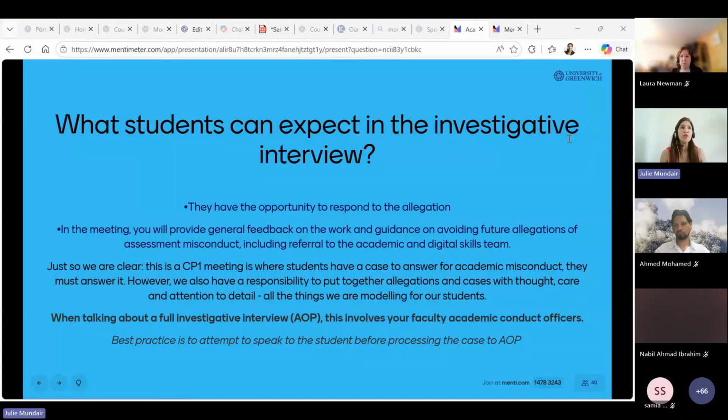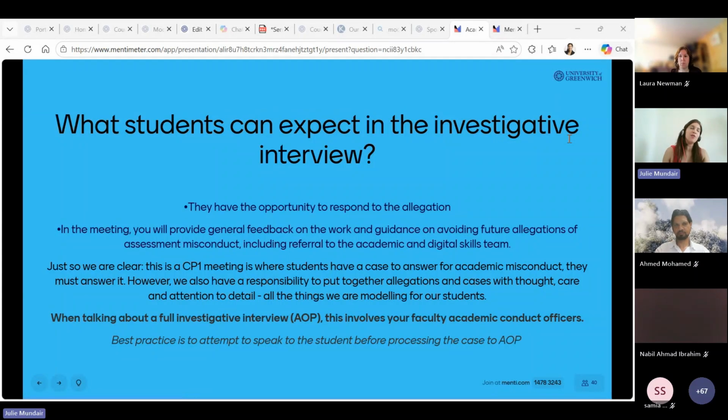I had an appointment with a student who was saying, no, I promise I didn't do that. And then towards the end, he was like, yeah, I know, I did actually just put it into this AI, and it did all my assignment for me. So at the end, they did admit to it. When we're talking about a full-on investigation interview, the AOP involves much more of the academic conduct team and officers who would also be in attendance.